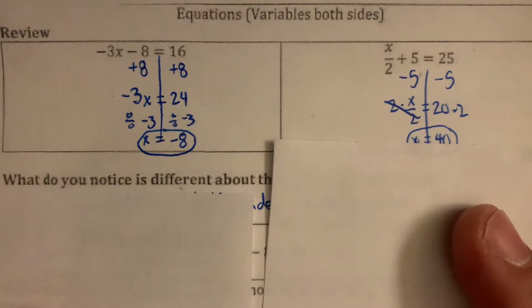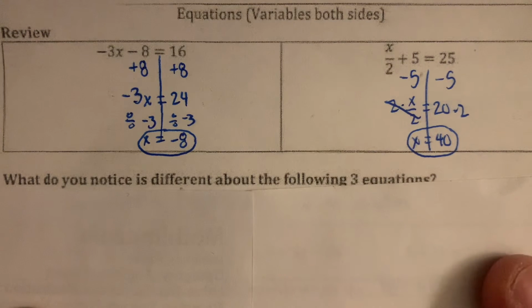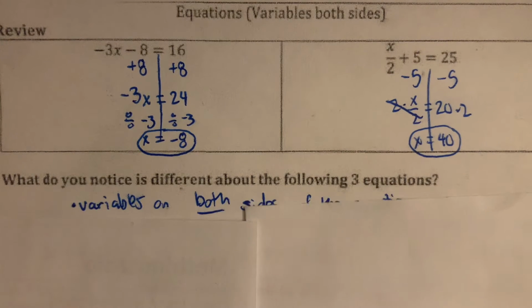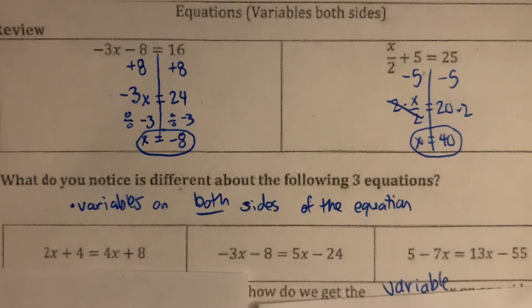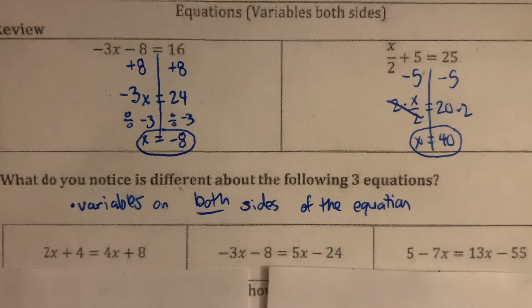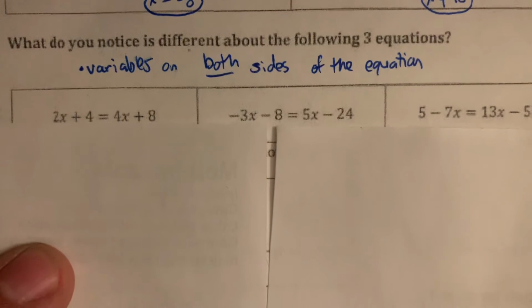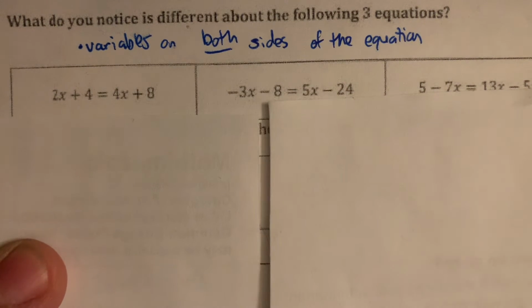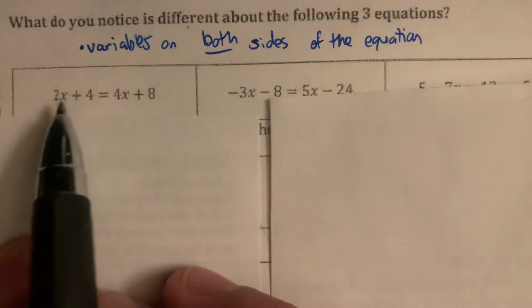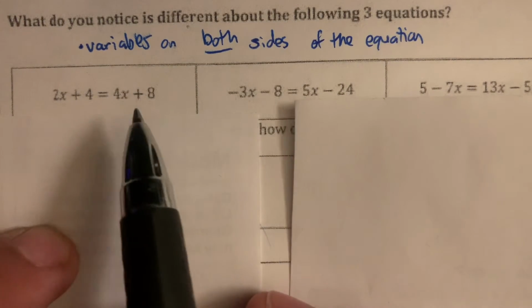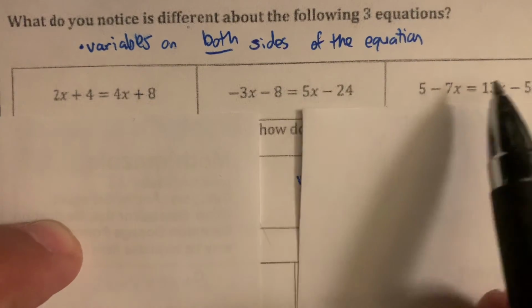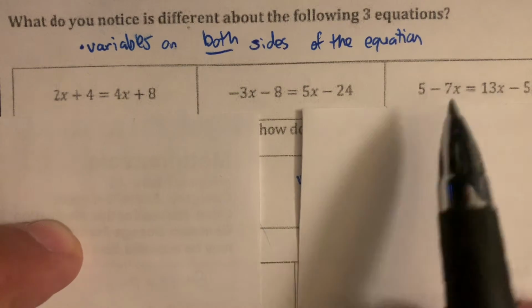And so look at the equations below. We have 3 different ones. You should notice something that is different about these ones than the ones that we've been doing. All of these equations have variables on both sides of the equation this time, not just on one side. For example, we have this 2x on the left side, and we also have 4x on the right side. For this one, we have negative 3x on the left side, 5x on the right side. Negative 7x on the left, 13x on the right.